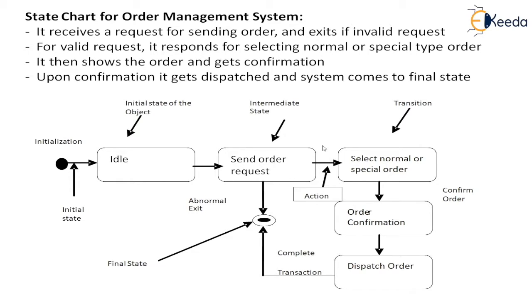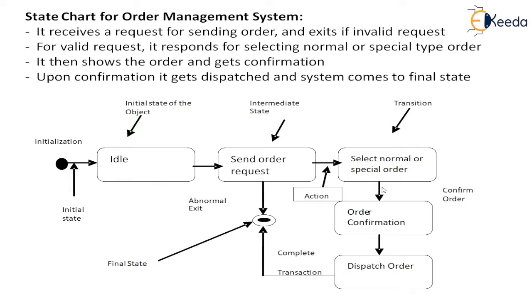So it will check whether it is valid. If it is valid, then it will come to this state. Otherwise, it will go to the abnormal exit. It will give some message and go out. And when it comes to the valid service, it will ask for selection. So a selection menu will come, either a normal or a special order. When the user has selected, it will ask for some confirmation. And once the confirmation has been received, it will dispatch the order.